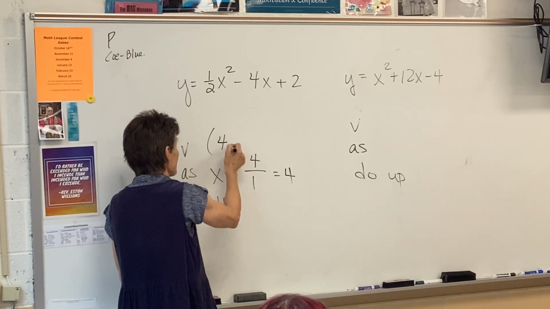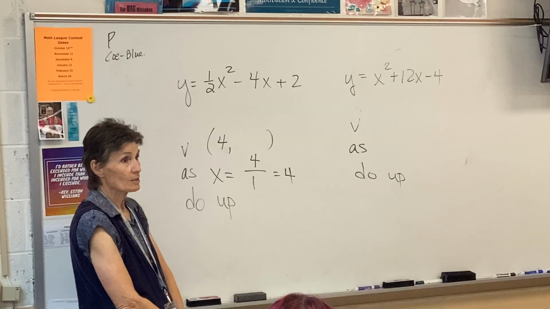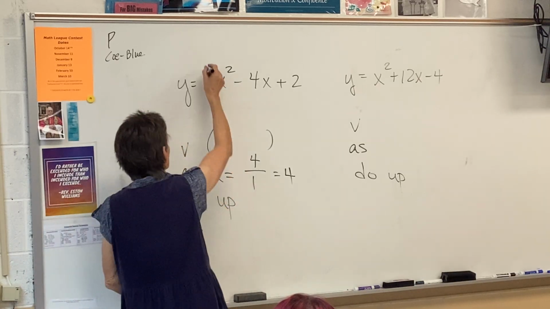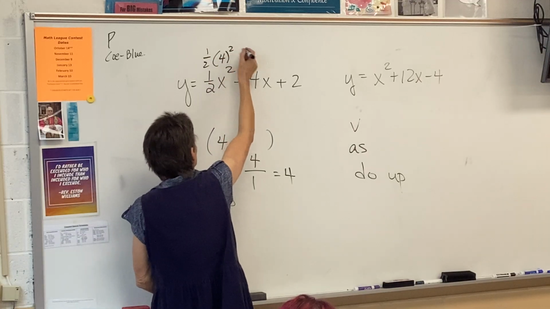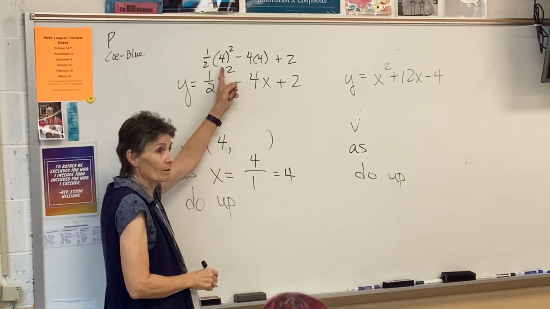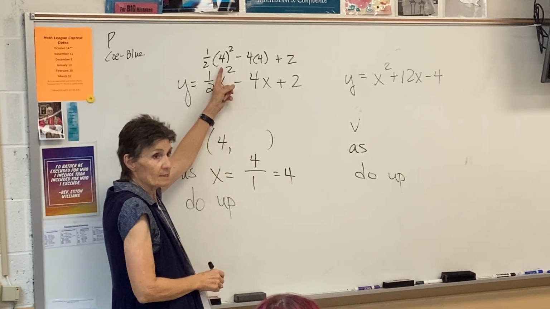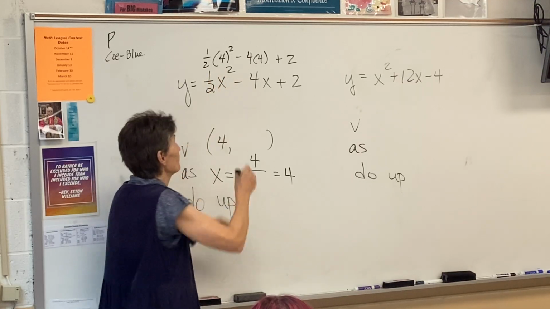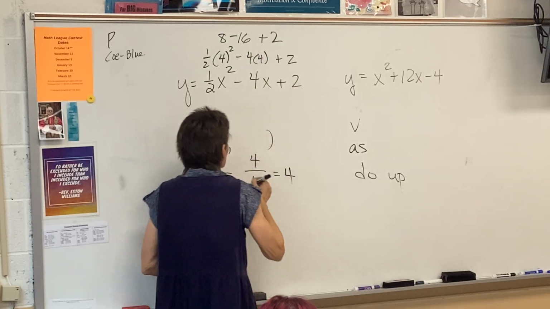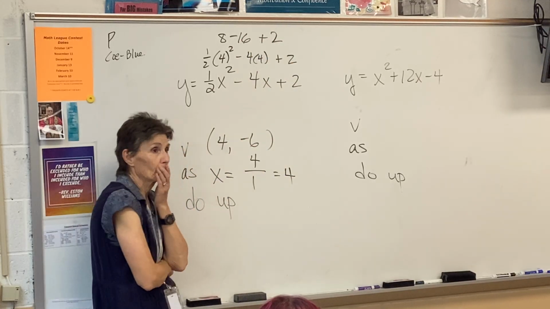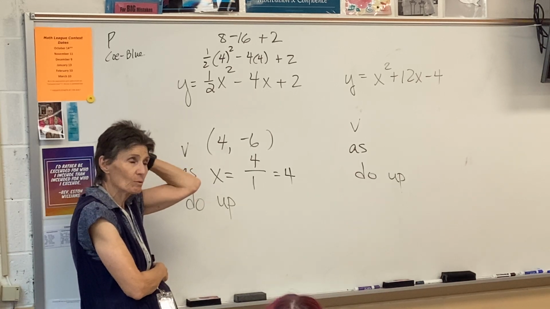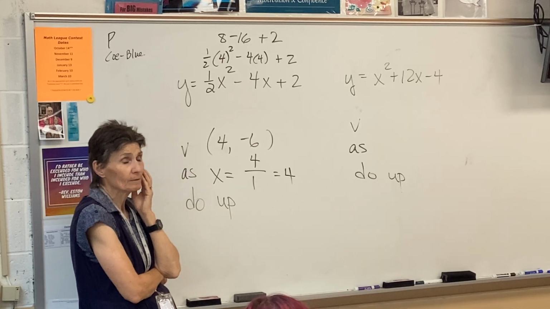And then that means my vertex is 4, comma something. So we'll plug in 4. What's 4 squared? 16. What's half of 16? I got negative 6. Now those of you that sit there and let me do the arithmetic, please make sure you can do it yourself.